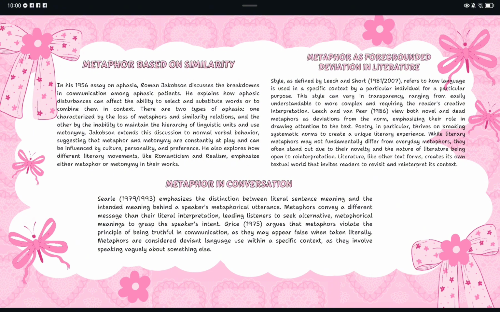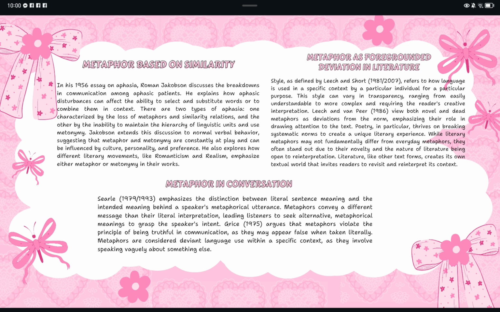Metaphor based on similarity. Roman Jakobson, a renowned linguist and literary theorist, made significant contributions to our understanding of language and communication. In his seminal 1956 essay, Two Aspects of Language and Two Types of Aphasic Disturbances, Jakobson delved into the complexities of aphasia, a condition that disrupts an individual's ability to communicate effectively.